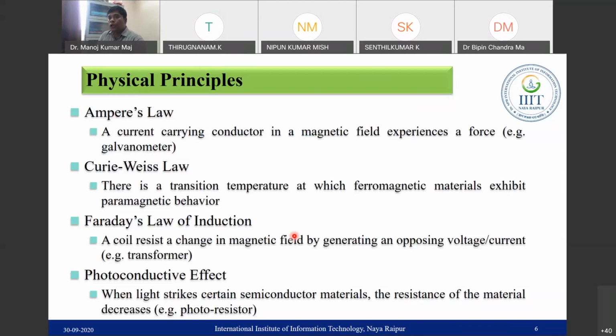Then the Curie law. This is the transition temperature at which ferromagnetic materials exhibit paramagnetic behavior. Whenever we need to sense a magnetic field, the Curie law is a very famous law. Faraday's law of induction is also about the change of the magnetic field generating an opposing voltage of the current. Using that we build the transformer, and using that principle we can also build sensors.